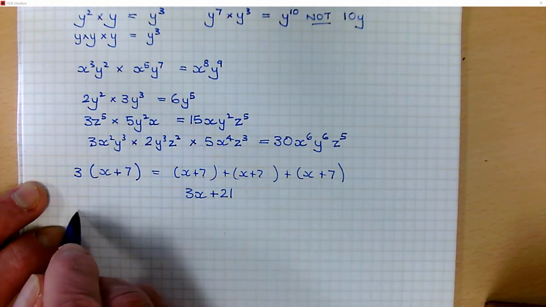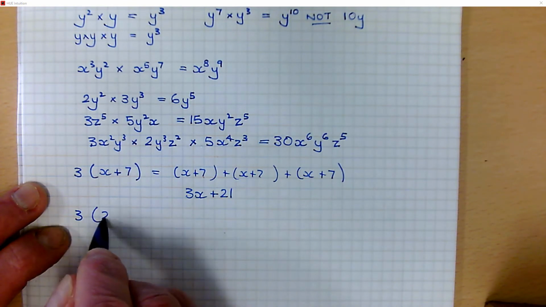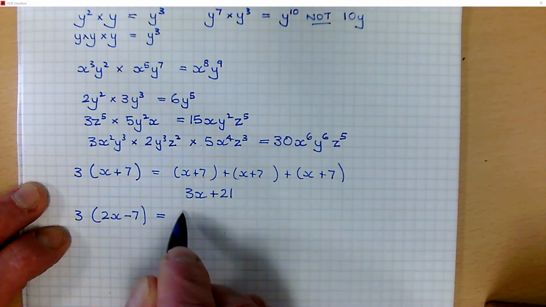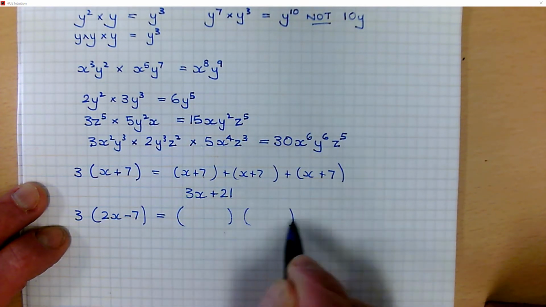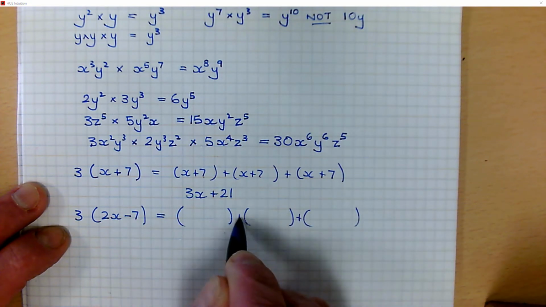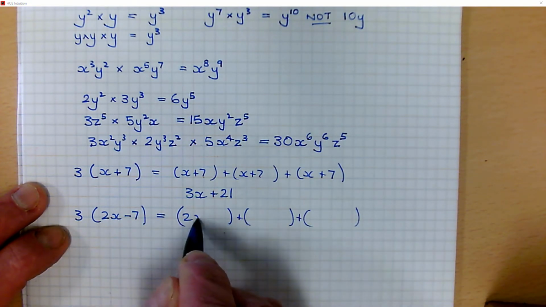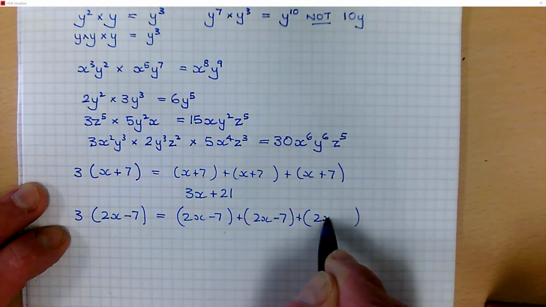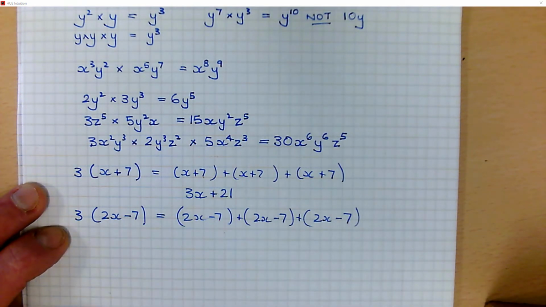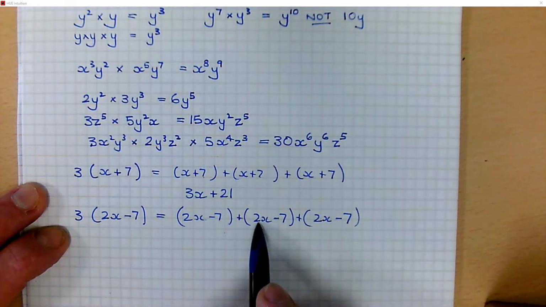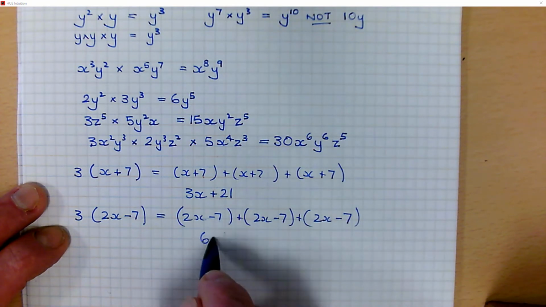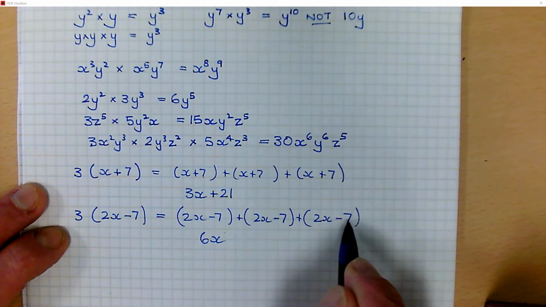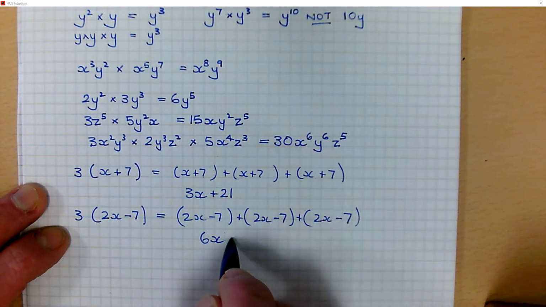What if we had this? 3 lots of 2x minus 7. What would that be? Well, it would be 3 brackets added together: 3 of them of 2x minus 7 and another lot of 2x minus 7 and another lot of 2x minus 7. What have we got? 2x, 4x, 6x. Take away 7, take away another 7 and take away another 7, so we're taking away 3 lots of 7, which is 21.